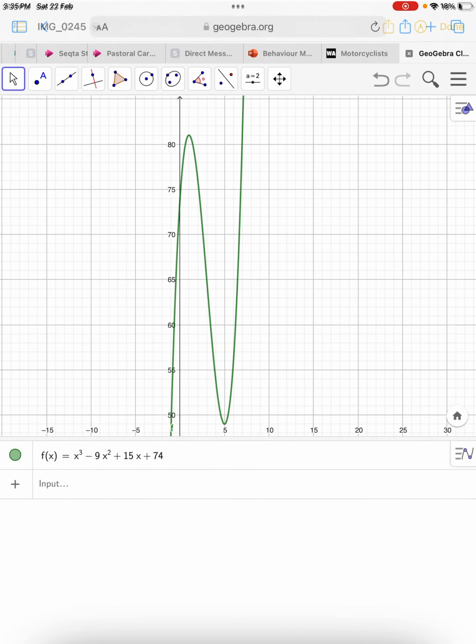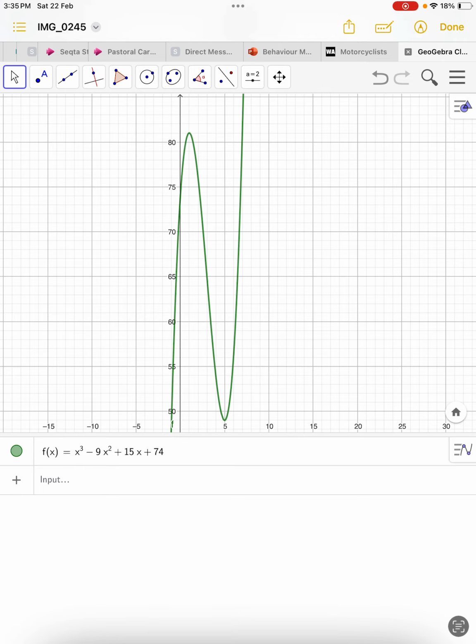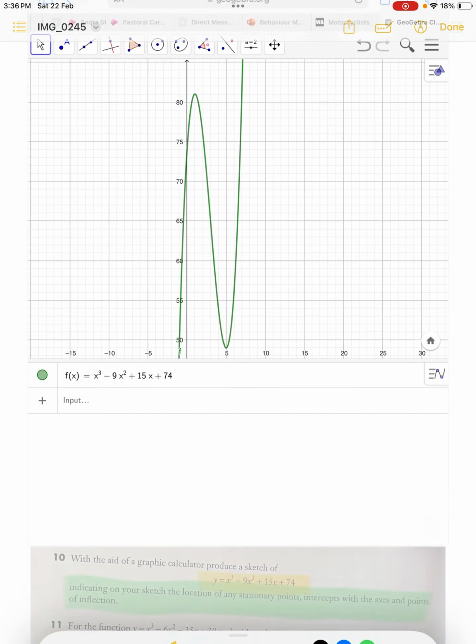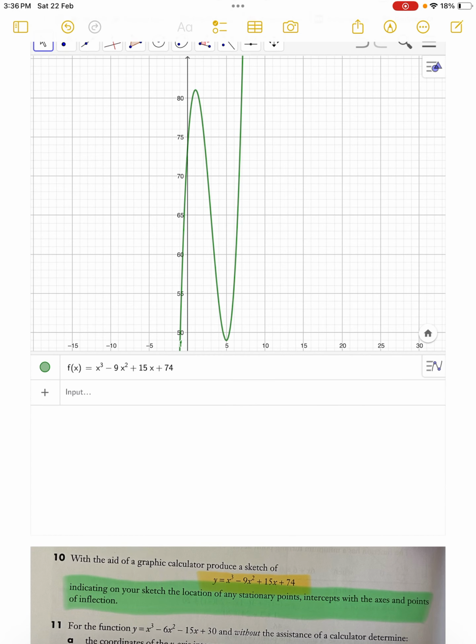I'm going to be looking at this question, which is presented down below. It says, with the aid of a graphic calculator, produce a sketch of y equals x cubed minus 9x squared plus 15x plus 74. Now I've gone ahead and graphed this on GeoGebra. We have to indicate on the sketch the locations of stationary points, intercepts with axes, and points of inflection.